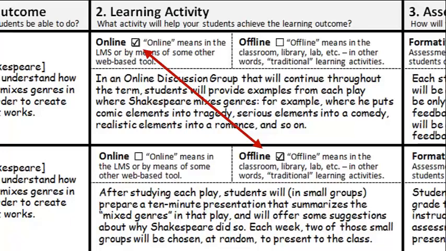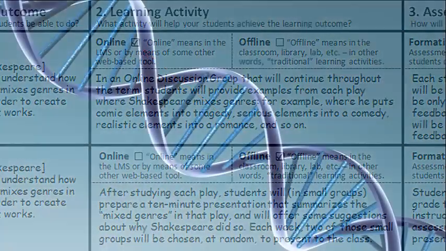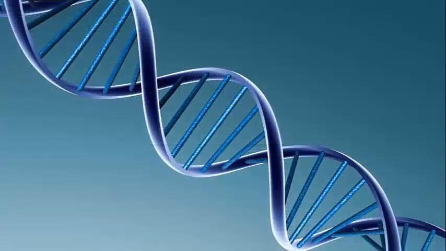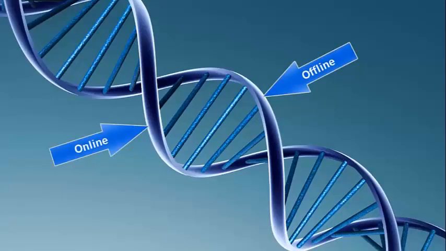Connecting the online and offline components of the course in this way is what helps to make it a truly blended course. A useful visual metaphor is that of the double helix that we associate with DNA. The 2 strands are not separate, but rather weave around one another and are joined by occasional crosslinks.